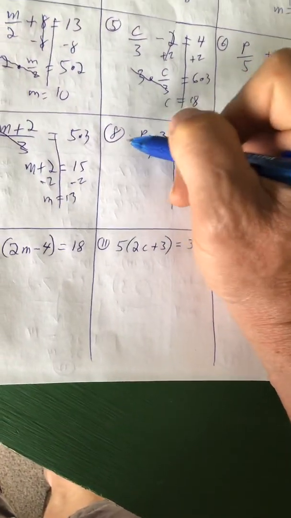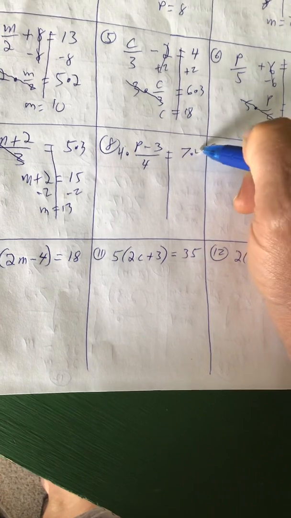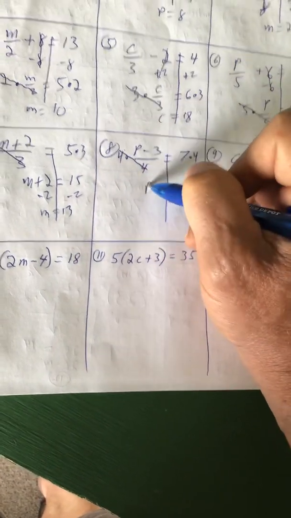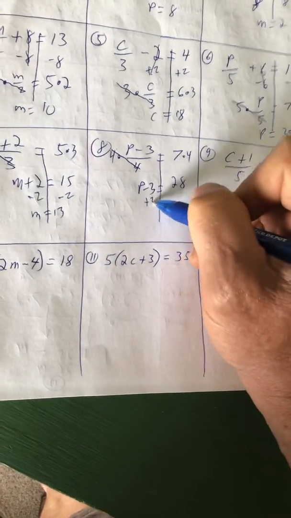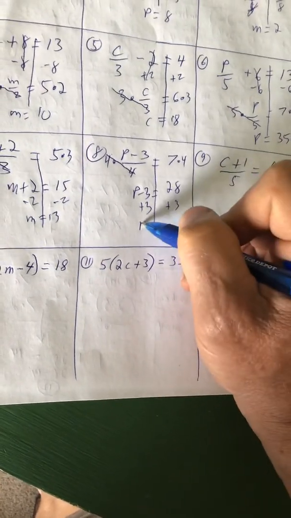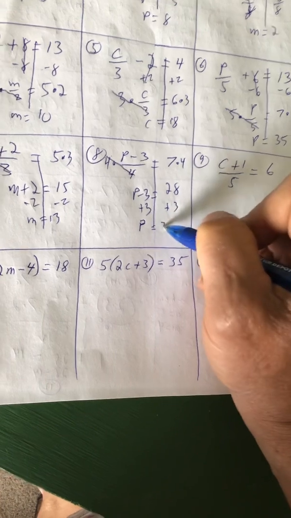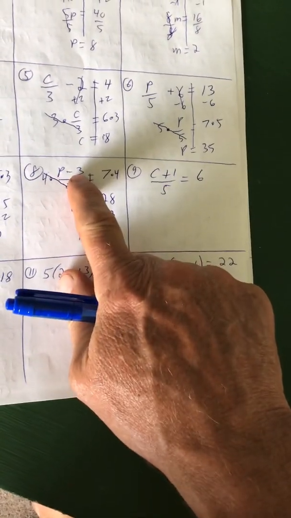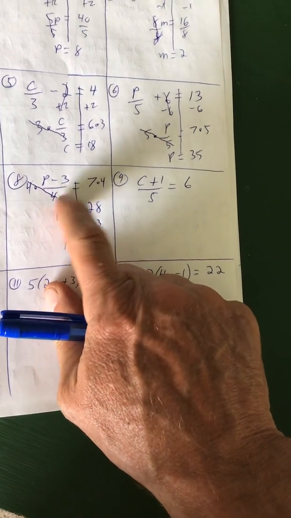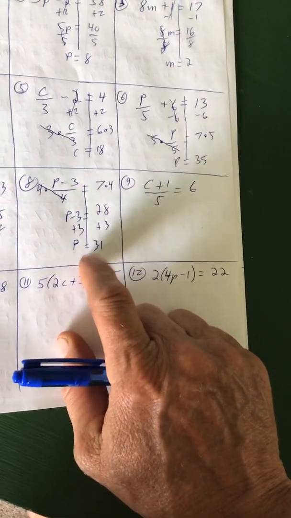Here we go. Times 4, P minus 3 equals 28, and then plus 3, P equals 31. And how do you know you're right? Well, 31 minus 3 is 28. 28 divided by 4 is 7. So I'm right, and I know I'm right.